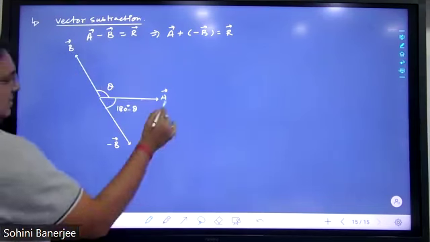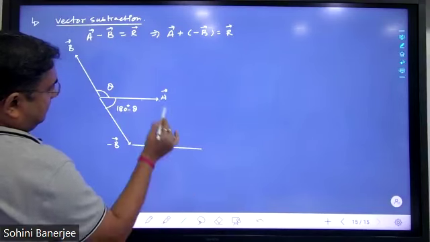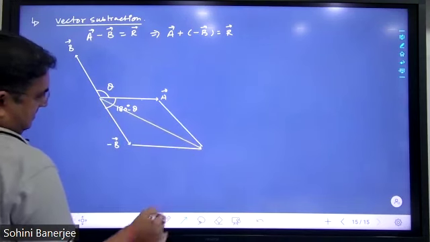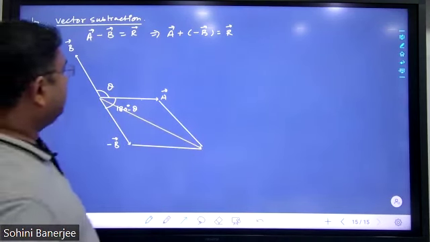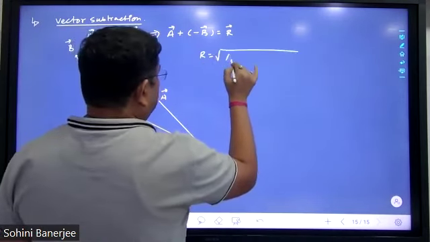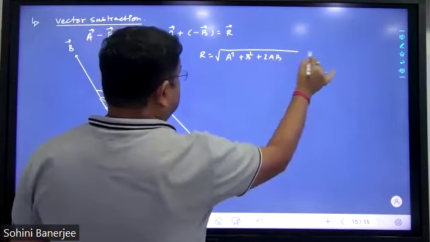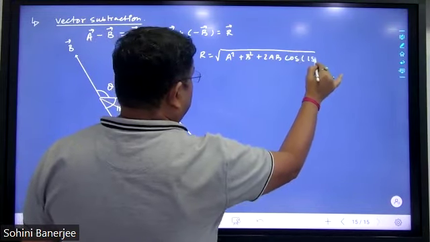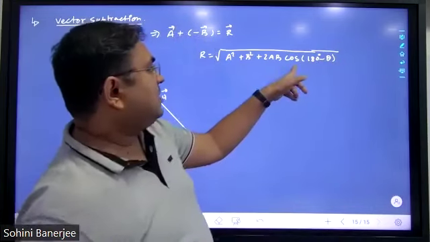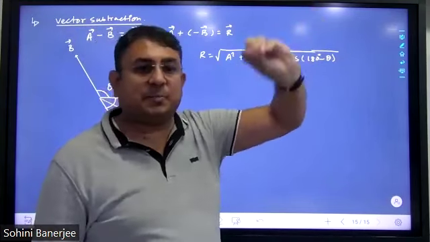So you complete the parallelogram, you get their resultant. Regarding the magnitude part, no change: A square plus B square plus 2AB cos of the angle. The angle is 180 degree minus theta. Just make a note. Please don't write this cos 180 minus theta as minus cos theta. Don't. Simply 180 minus theta would be some angle.